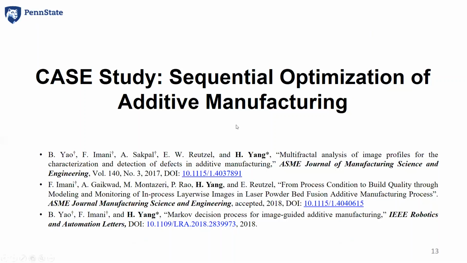So we have three papers on this case study. The first one is about multifractal analysis of imaging profiles for defect detection and characterization. The second one is how we can go from process condition to build quality through modeling and monitoring of the in-process layer-wise images. So we go from defect detection and try to study the process settings. And the third paper is about Markov decision process for image-guided additive manufacturing. So we go from data to information to knowledge and try to do the decision making and the optimization of the additive manufacturing.